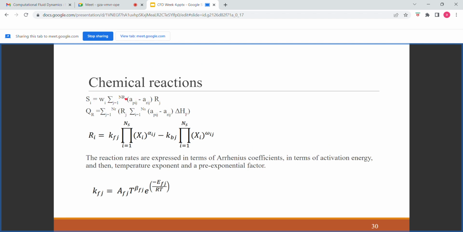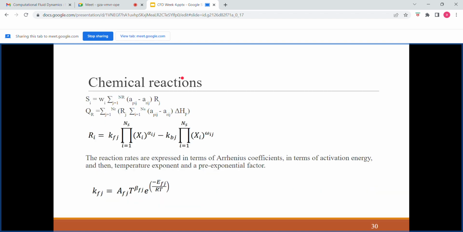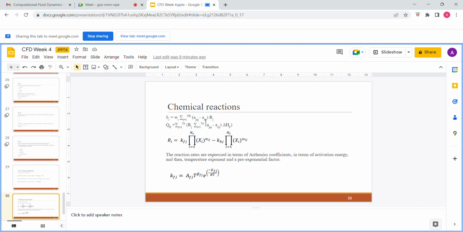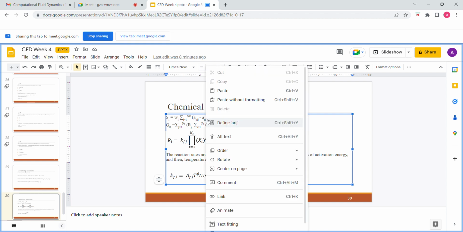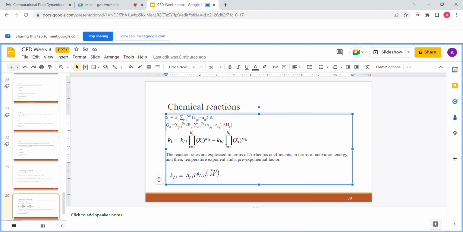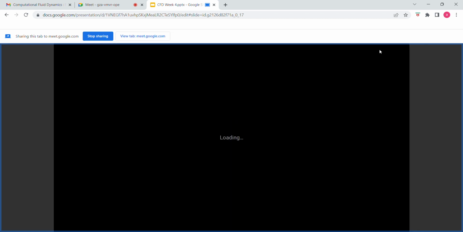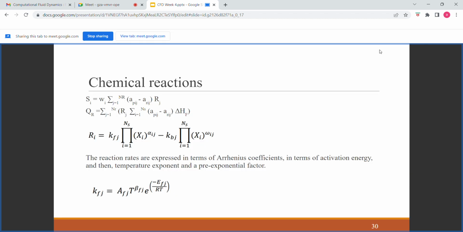Consider a reaction where AP is the stoichiometric coefficient of the products and AR is the stoichiometric coefficient of the reactants. So if it is like ARij times xi, it is giving AR1j.